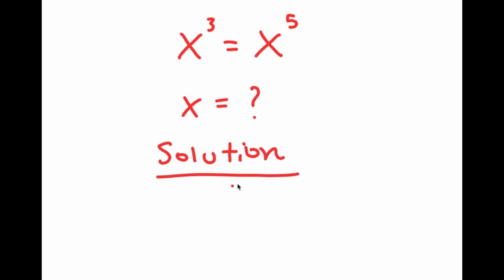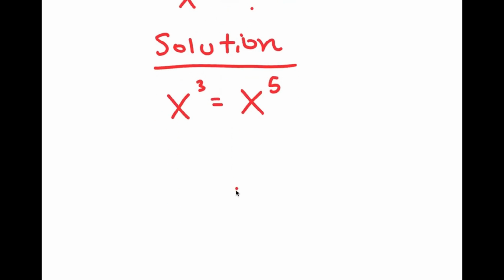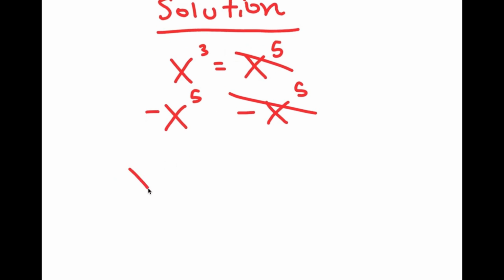I'm going to rewrite my equation down here so I have a little more solving space. So my equation is x to the power of 3 is equal to x to the power of 5. And what I'm first going to do is subtract x to the power of 5 on both sides. So then these two cancel out, and I get x to the power of 3 minus x to the power of 5 is equal to 0.